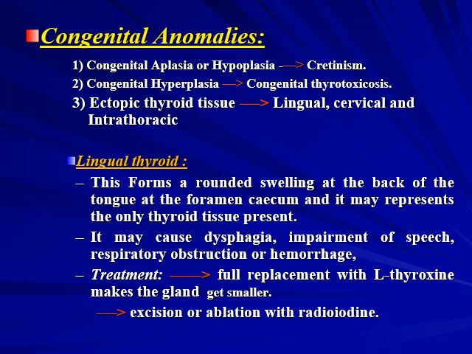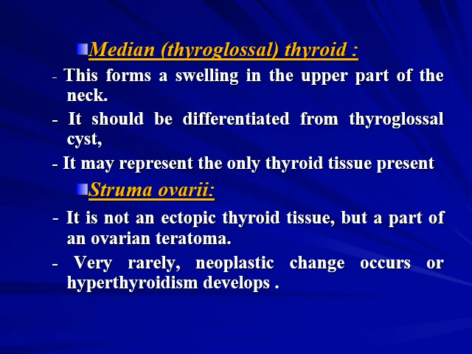Treatment aims at reducing the size of this ectopic thyroid by giving L-thyroxine, excision surgically, or ablation by radioactive iodine may be needed. Then we have the second type, which is the median ectopic thyroid or the thyroglossal ectopic thyroid. As I have mentioned, it should be in the midline of the neck. Again, it may represent the only thyroid tissue. The third type is the true intrathoracic ectopic thyroid tissue, which would be presented as a mass in the superior mediastinum if it gets enlarged.